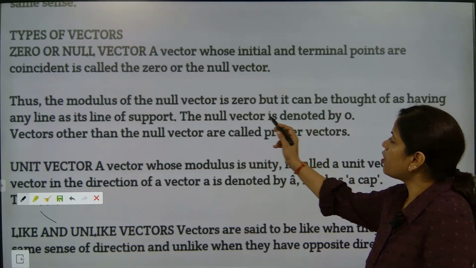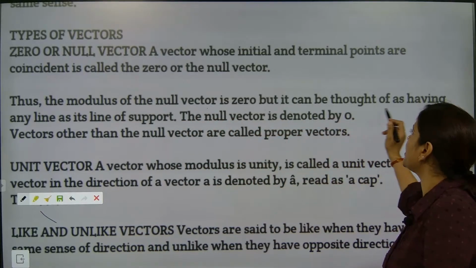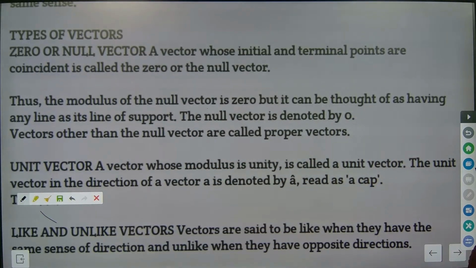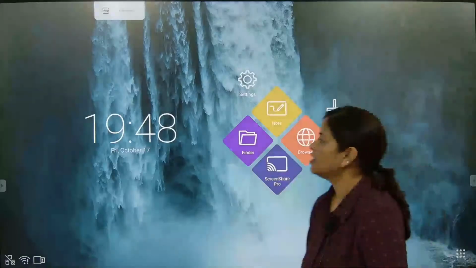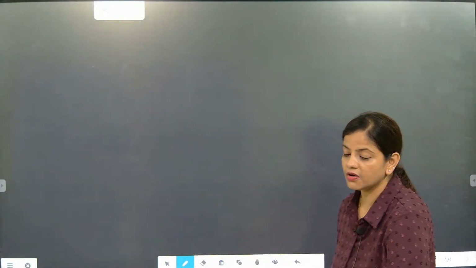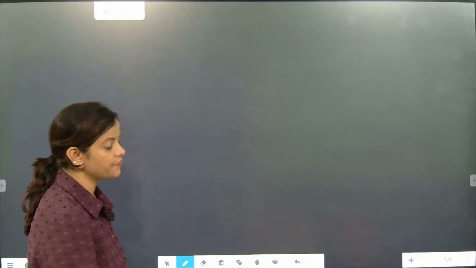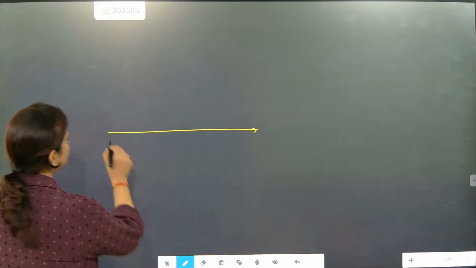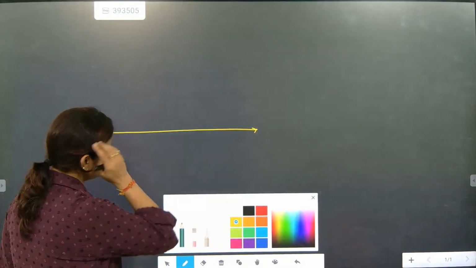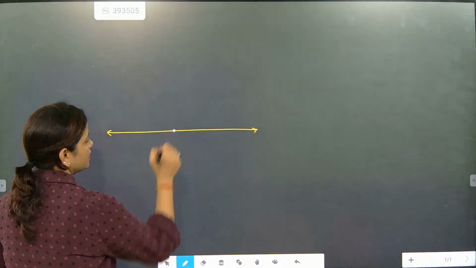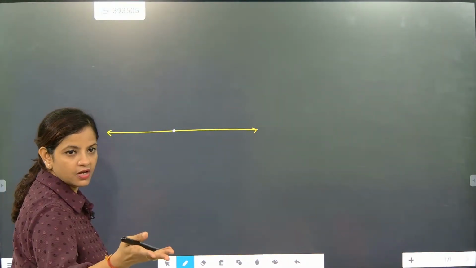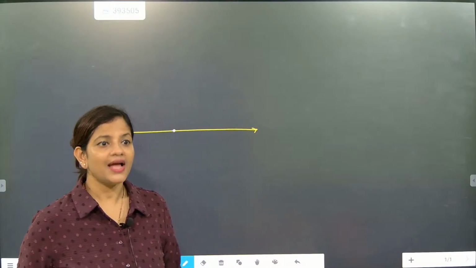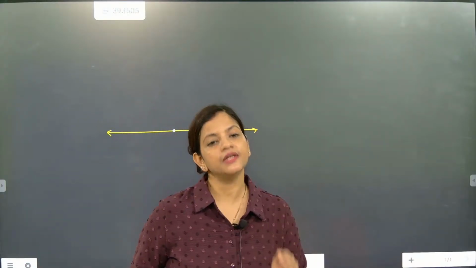So now here the modulus of the null vector is 0, but it can be thought of as having any line. Please understand, there is always a confusion about null vector or zero vector, so let's clear that confusion. Okay, super beta. So now listen. When I am drawing a line, I took a point. Now that point is not proceeding anywhere. A point is not enough to indicate a direction. Understood? At that particular moment, it is considered as null vector.